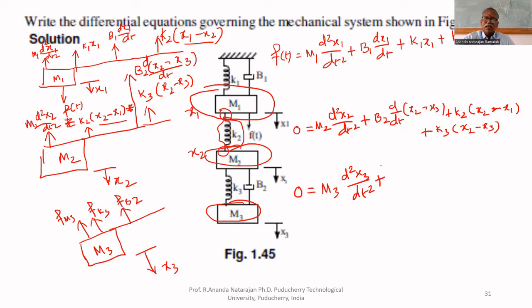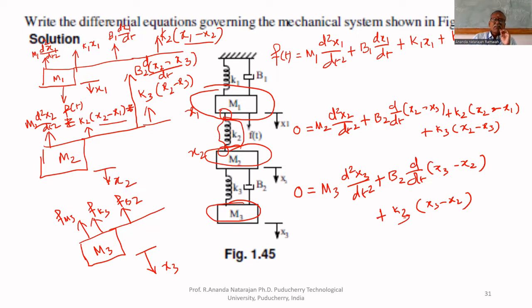K3 is connected to both M3 and M2. Here x3 displacement is considered as far as M3 is concerned. Therefore, for the dashpot, B2 multiplied by d by dt of x3 minus x2, plus K3 multiplied by x3 minus x2. That's all. So these are the three differential equations governing the given system. For one system, there are three differential equations.